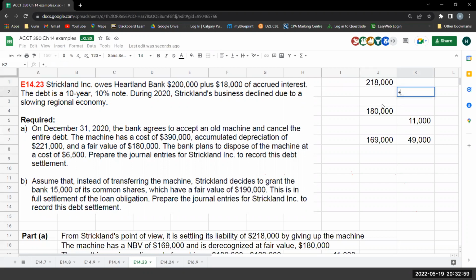So there, due to this restructuring of the debt or whatever you want to call it, settlement, right? The debt is being settled here. There's no more debt. I will forget about the debt. There's no restructuring, it's a settlement. So there is a gain on settlement of the debt, $38,000. So $38,000 because of settling the debt, $11,000 because of disposing of the machine. Strickland's financial statements will show a total gain of $49,000.